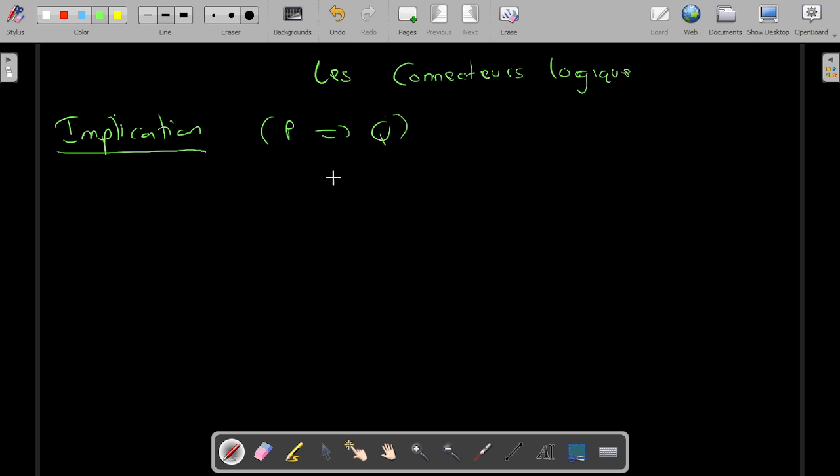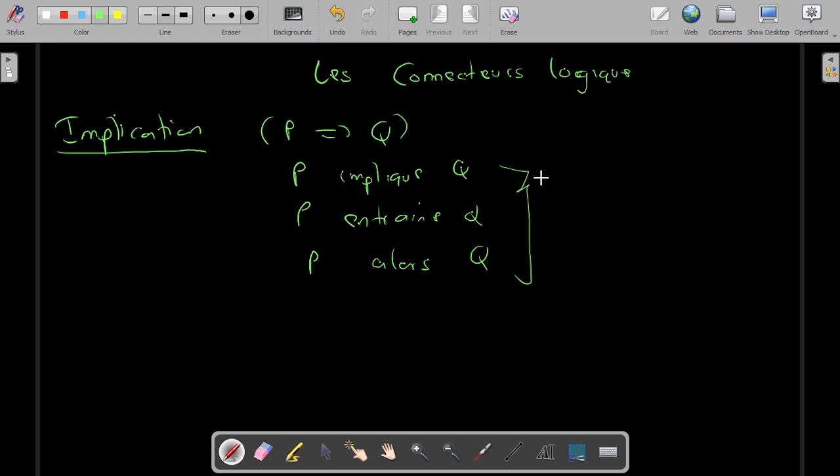You have many ways of reading this. You can say P implique Q, or you can say P entraîne Q. You can also say P alors Q, par exemple. Now, all this is going to mean P implies Q, or you can say P then Q. These are actually different ways of saying the same thing. So basically, that is what we have for our implication.